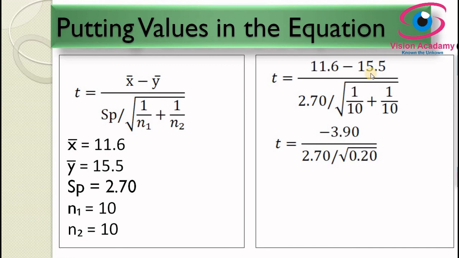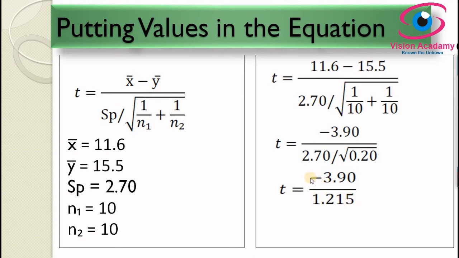So greater value having a negative sign, and in the denominator I will divide 1 by 10. I will get 0.10 plus 1 by 10, so 0.20 when I add these two values. In the next step I will take the root of 0.20 and divide the value obtained by root by 2.70. So the value is 1.215.